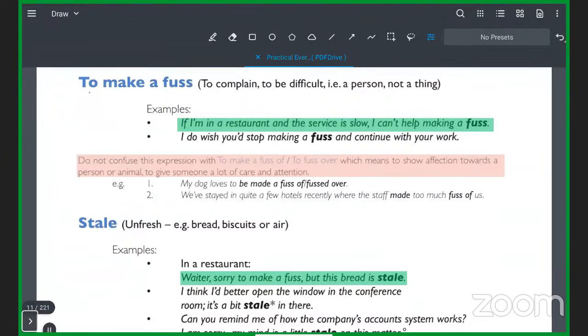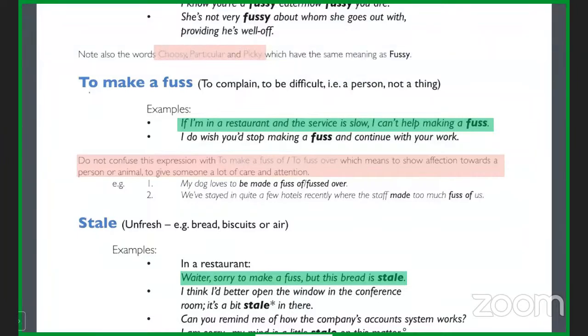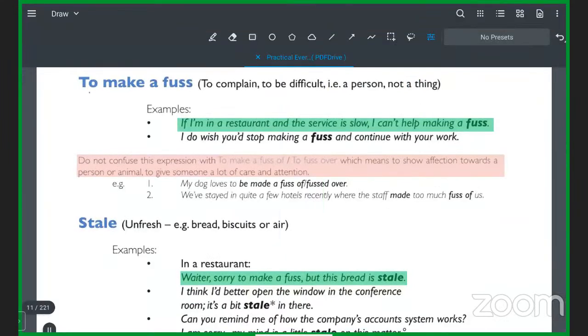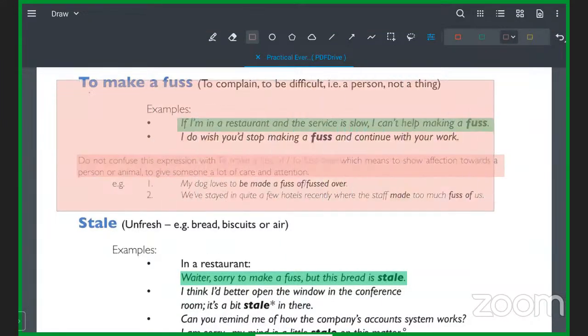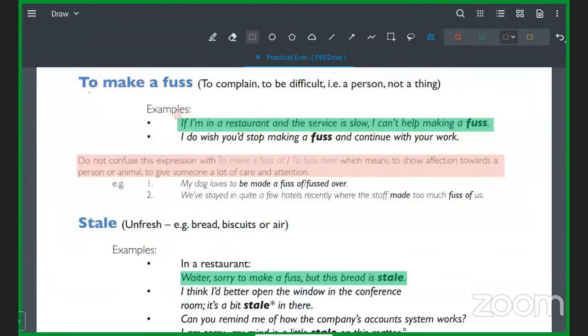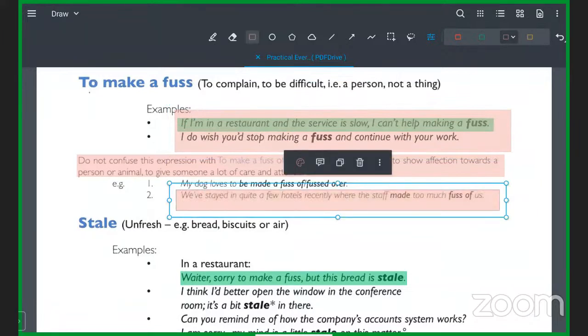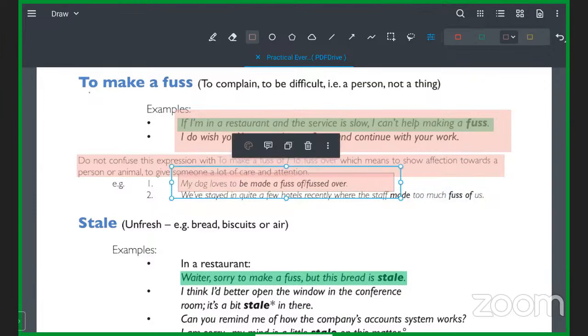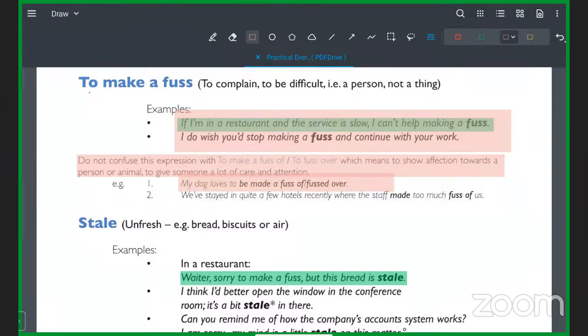Ma'am, is it visible? It is visible, but which sentence do you want us to look at? Ma'am, please read this whole thing: to make a fuss of. What do you want to know in this? Ma'am, actually these two sentences and these two sentences. My dog loves to be made a fuss of. What would be the meaning here?